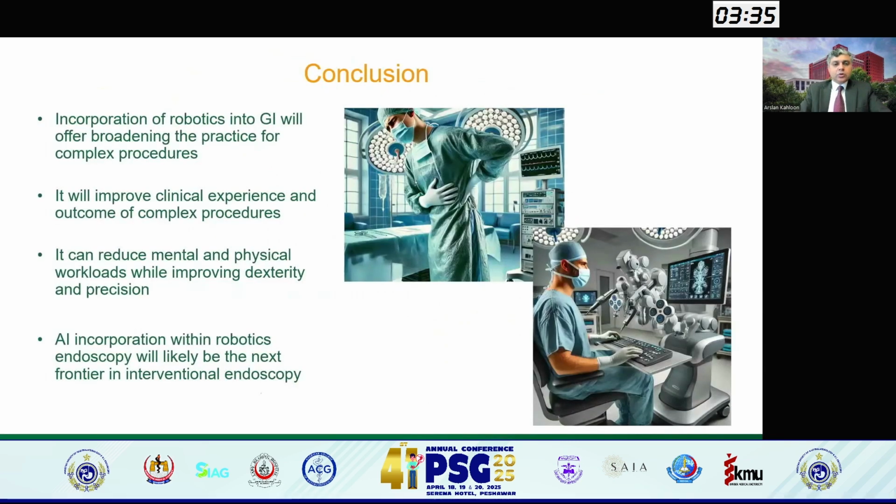So in conclusion, incorporation of robotics into GI will offer broadening the practice for complex procedures, I feel, over time. It will improve clinical experience and outcomes for more complex procedures that are currently being performed in a subset of hands. It definitely would be able to reduce mental and physical workloads while improving dexterity and precision of such procedures as well. And incorporating AI platforms within robotics, I think, is going to be a thing to watch out for in interventional endoscopy over the coming years. I think these two are going to have a lot more interplay over the coming years to be able to perform better for our patients as well.